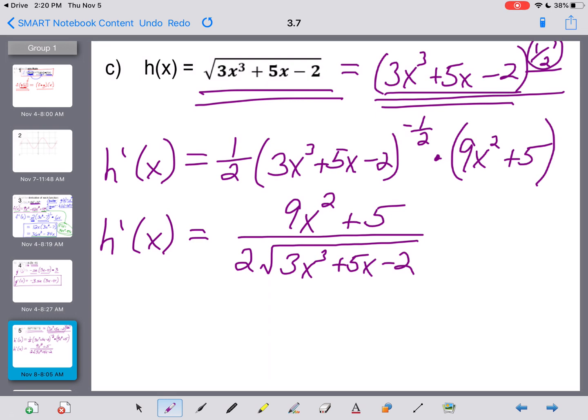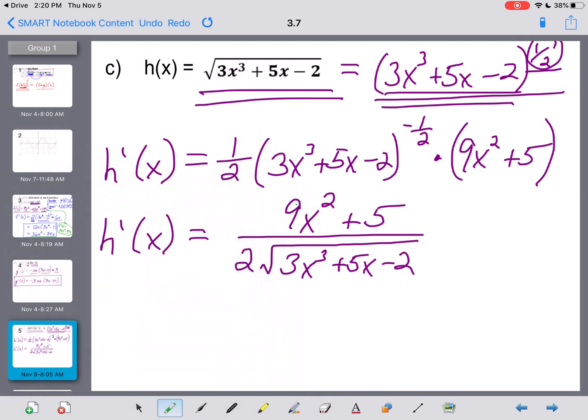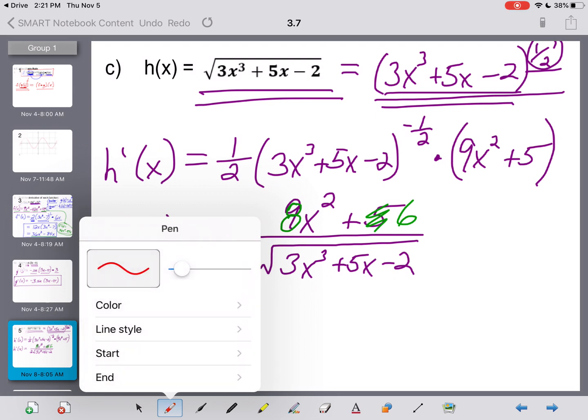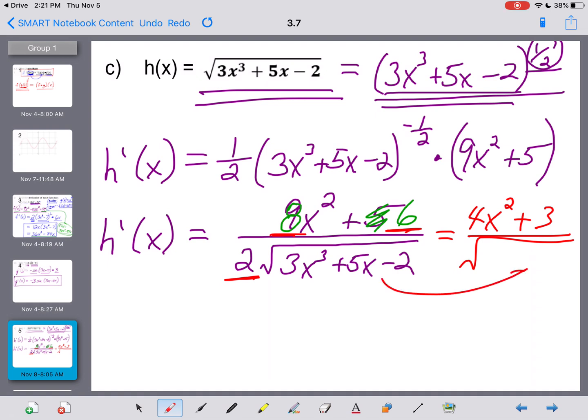The one thing I could have done, maybe should have done, humor me for just a second: just for the sake of argument, if that was an 8x squared, and this right here was a 6, now I would notice, as I think you guys know where I'm going here, an even number here of 8, an even number here of 6, and an even number here of 2. We could cancel that out. And in that case, I would make this a 4x squared plus 3, and now the 2 on the bottom is just gone, and I'd leave the square root right there.